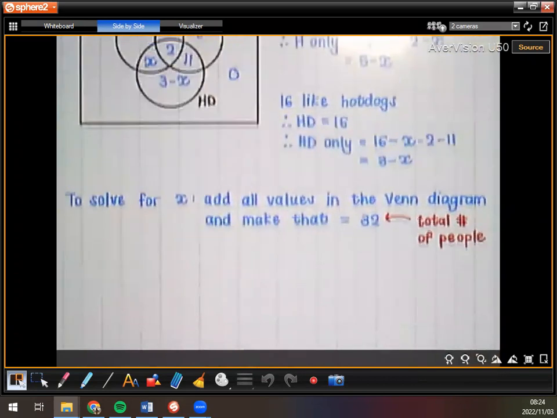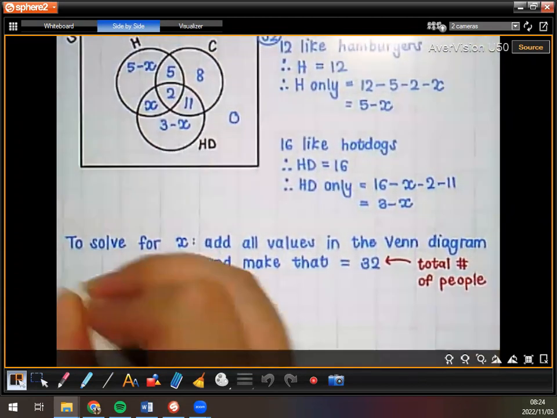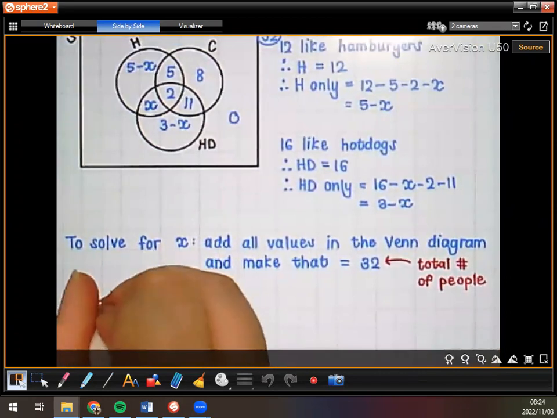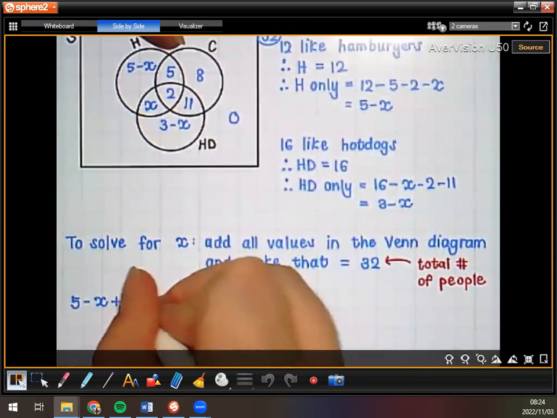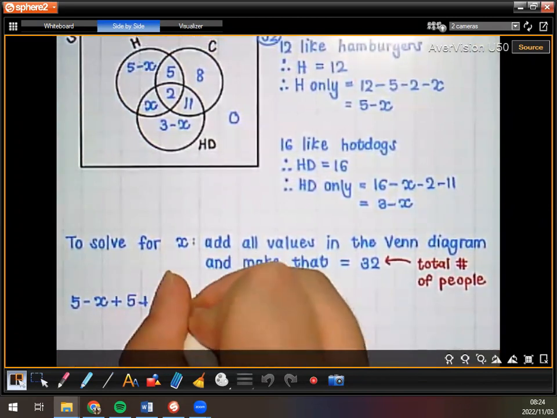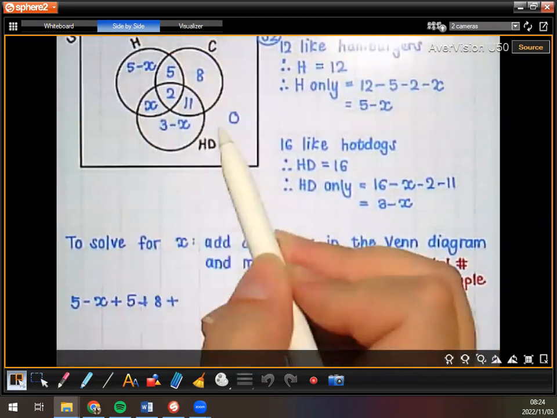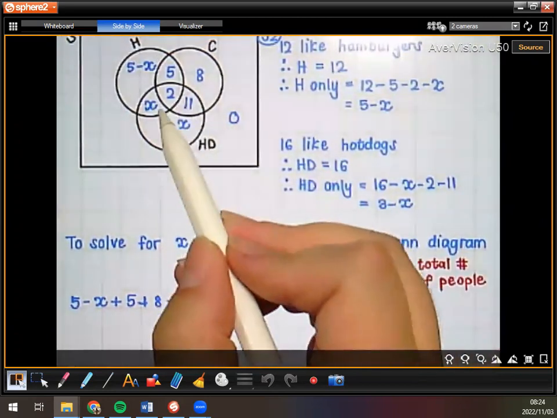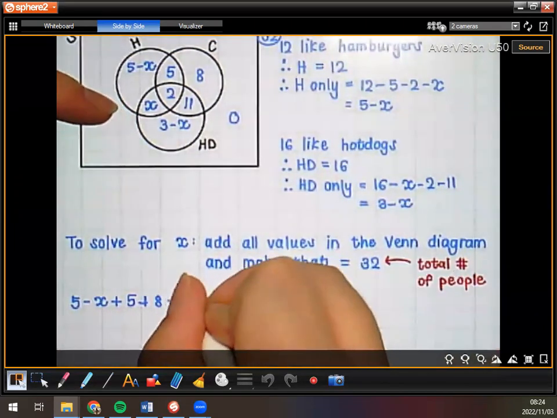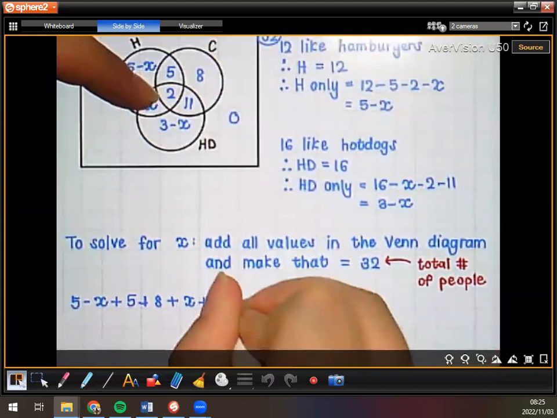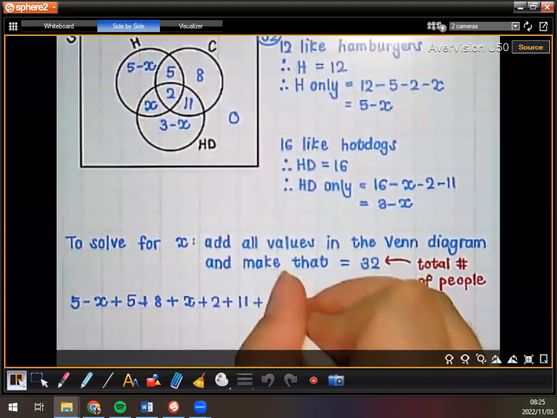All right, so we're going to do that now, guys. I'm going to go from the top all the way through, basically. 5 minus x plus 5 plus 8. You can do this in any order, but I find it quite useful to do almost line by line, if that makes sense, because they all kind of relate to each other. Then plus x plus 2 plus 11 plus the last one, 3 minus x.